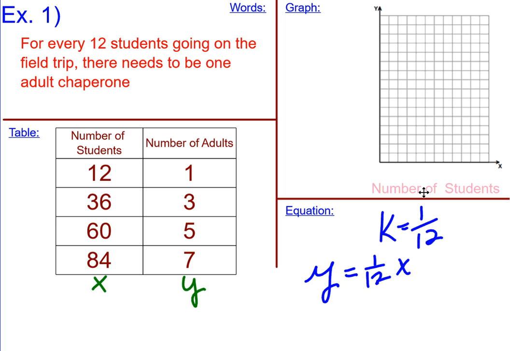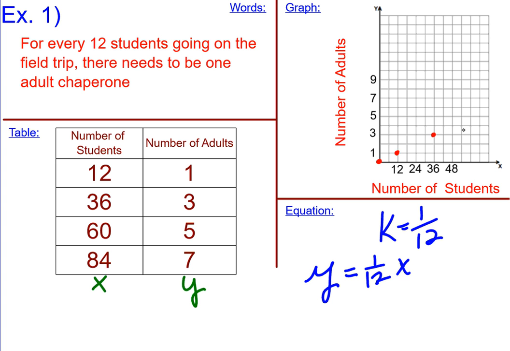So remember, we're going to label our x-axis as the number of students. We're going to put our number of adults on the y-axis. We're going to add some numbers in here so that we are equidistant. And now we're going to plot some points. We know that we have 0, 0. If there are 12 students, there's 1 adult. We have 36 and 3, so that'll put us in here. I put 48, but we need to get to 64, so we're going to go another 12, which would put us here, 60 and 5.